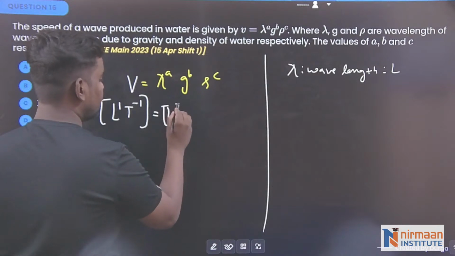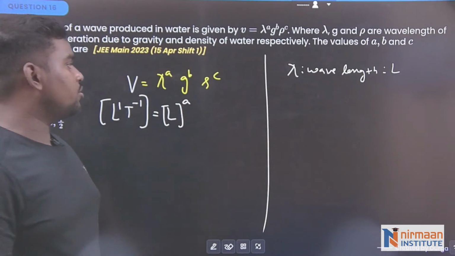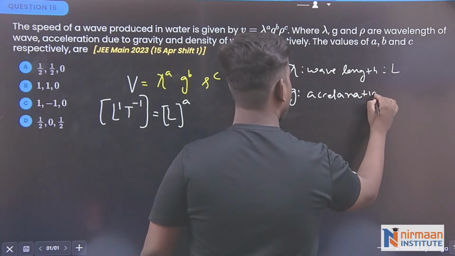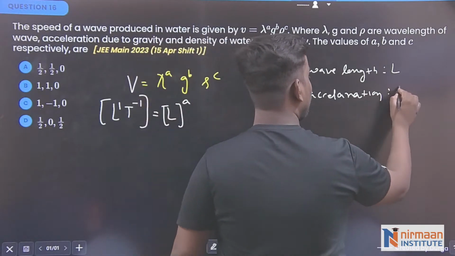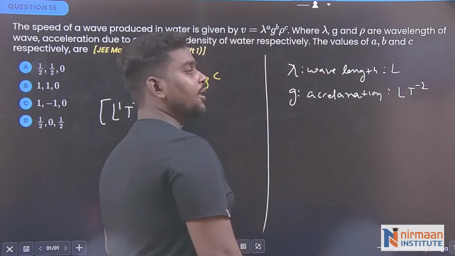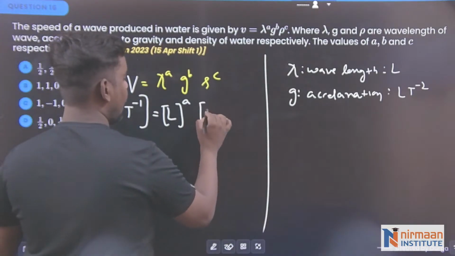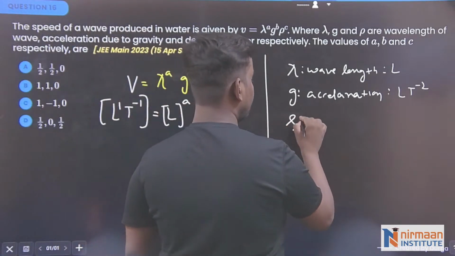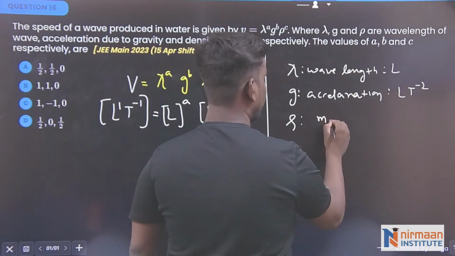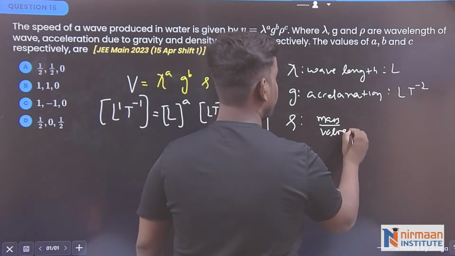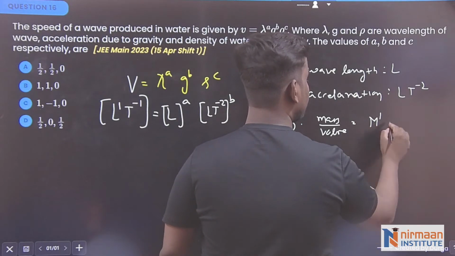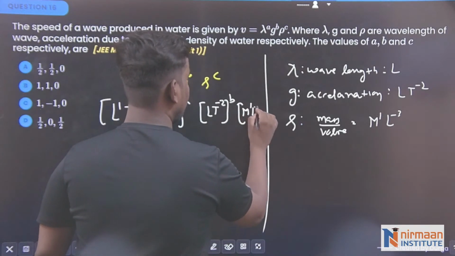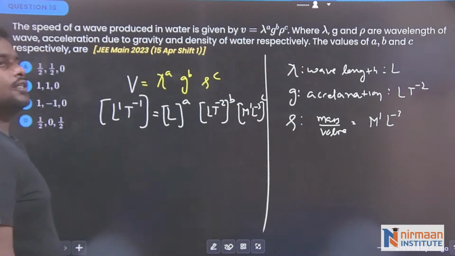I'm putting the dimension of each term. L to the power a. What is g? g is your acceleration, and acceleration is velocity by time, so the dimension is L T minus 2. I can write L T minus 2 to the power b. What is rho? Rho is density, mass by volume. M1, and volume is L3, so L minus 3. So M1 L minus 3 to the power c.